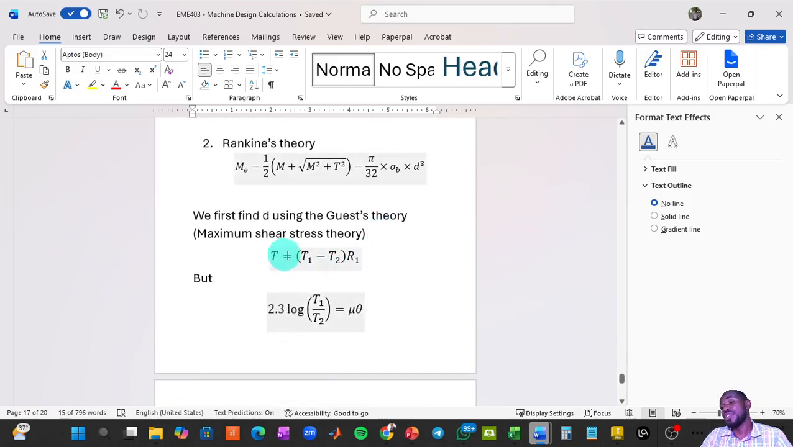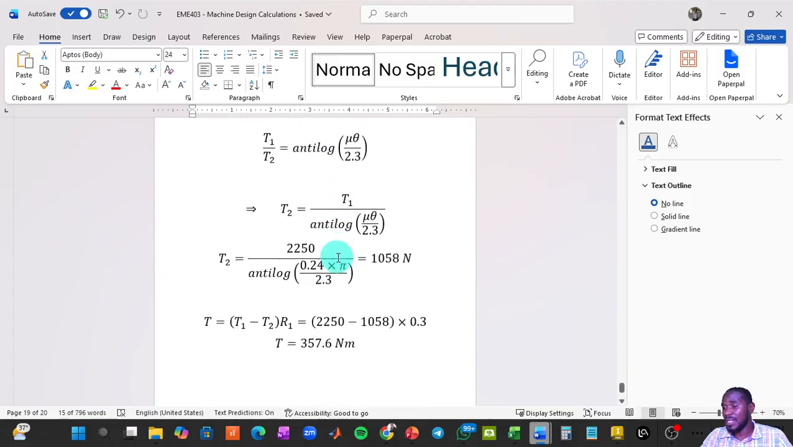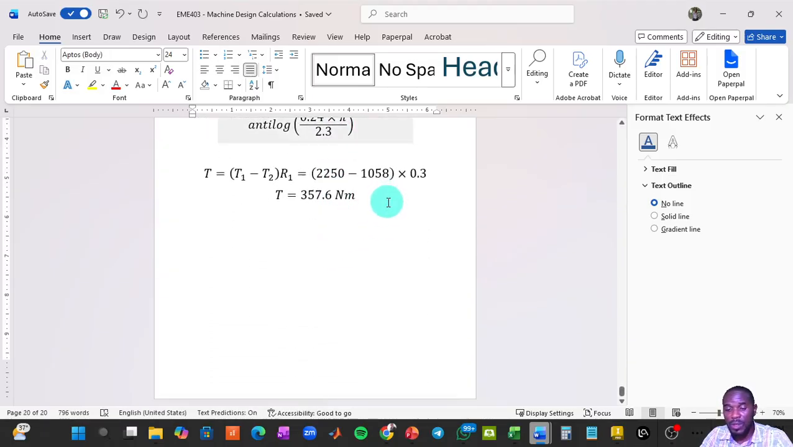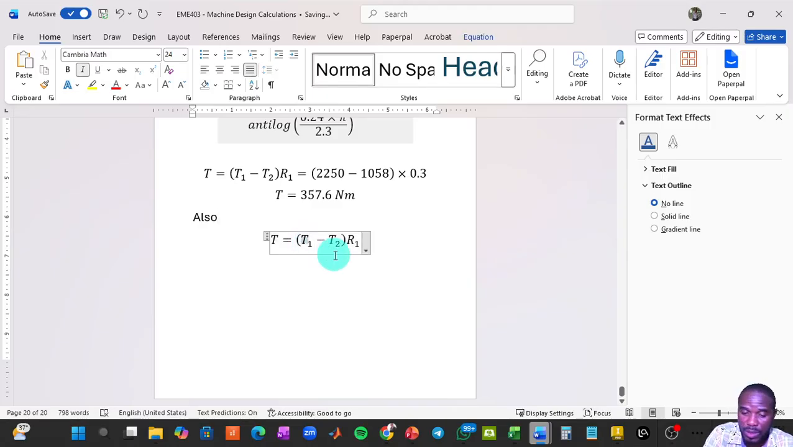So this same equation works. It's only that this time around, we can say that, and here we'll say also, T, that same torque, is the same as T3 minus T4 times R2, where R2 is the radius of the pulley at point D. So we now know this torque, we now know this R, but we don't know any of these two guys. They were not given to us.